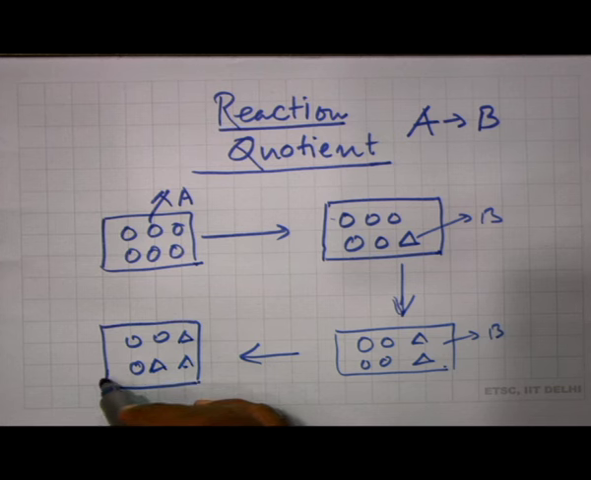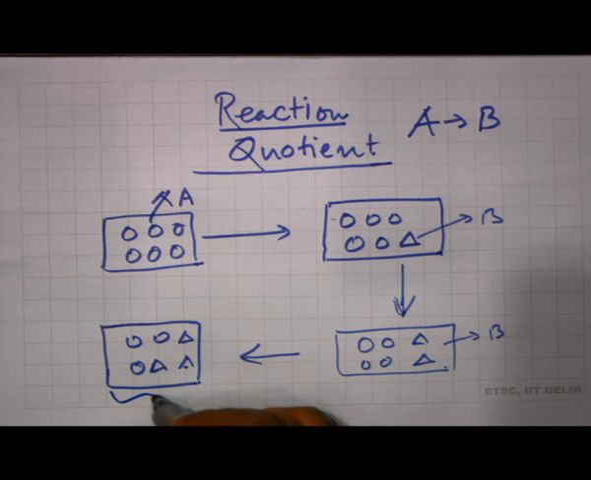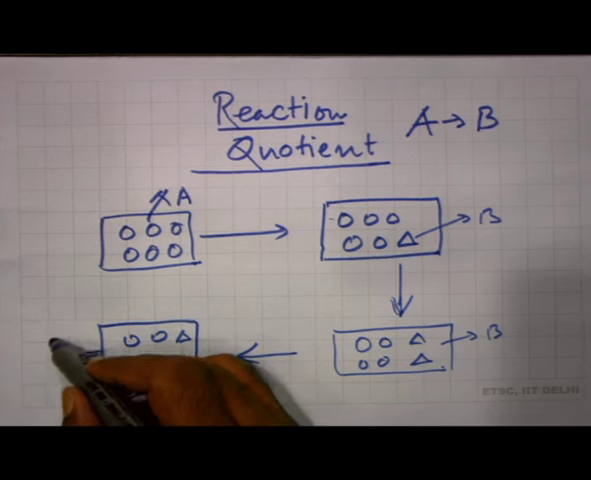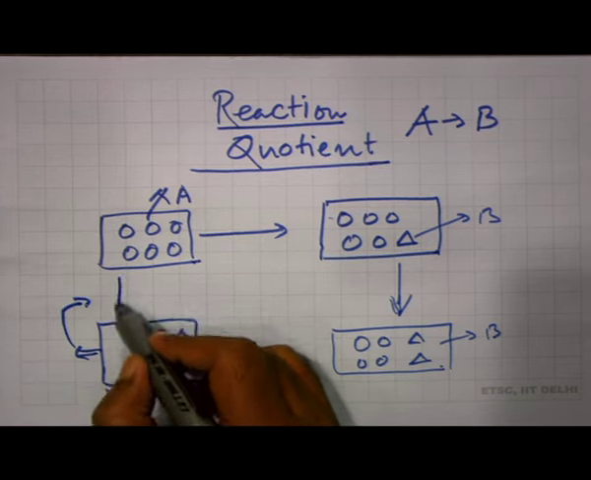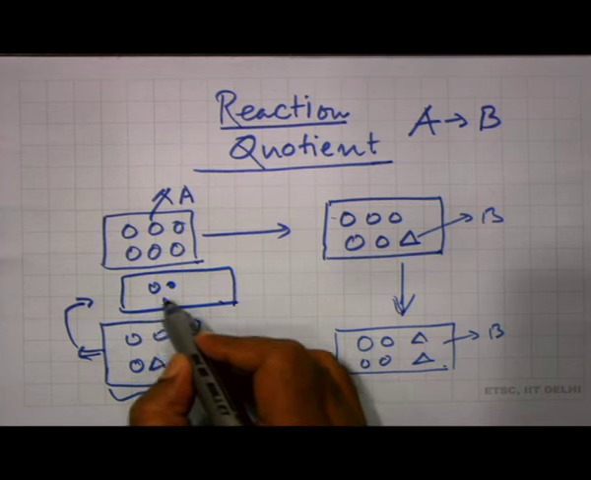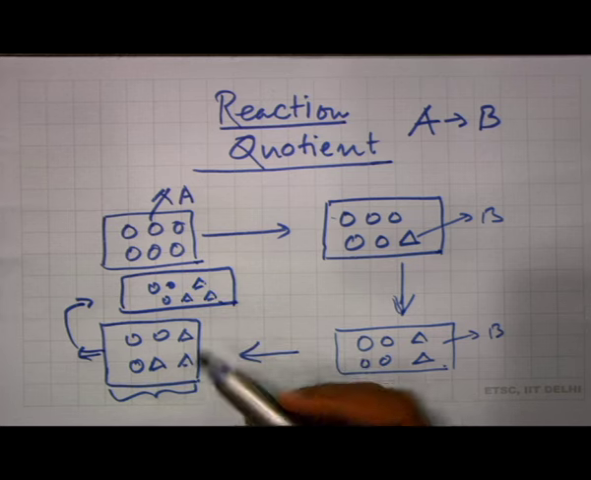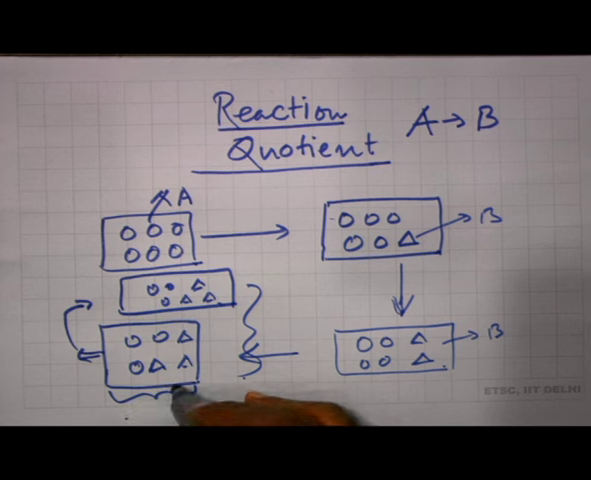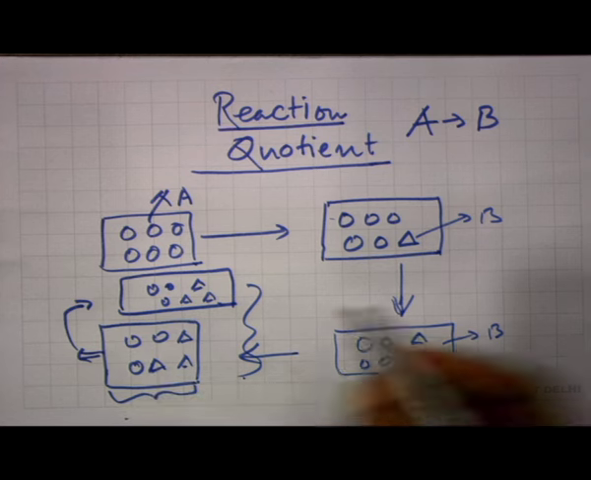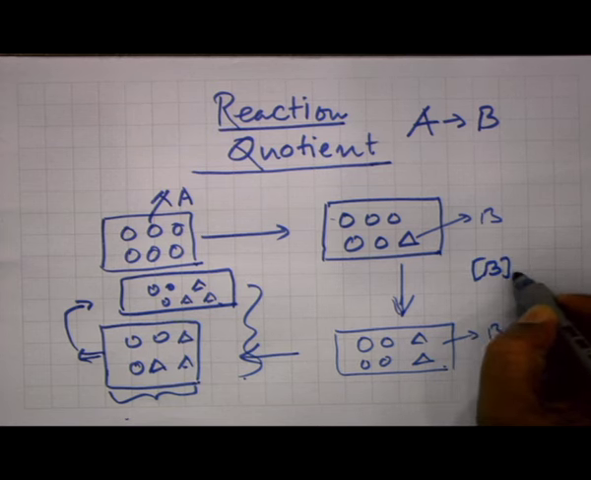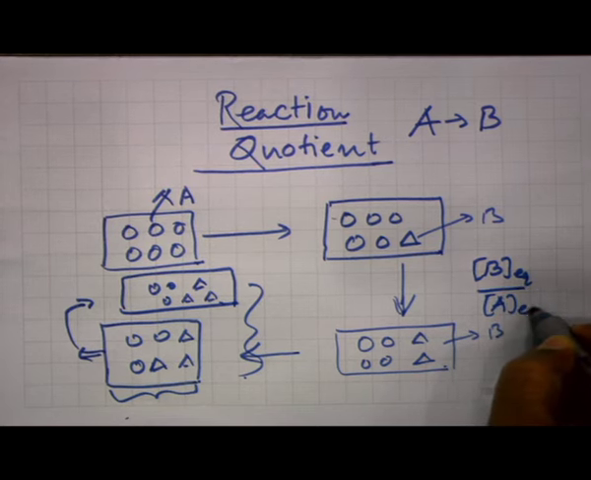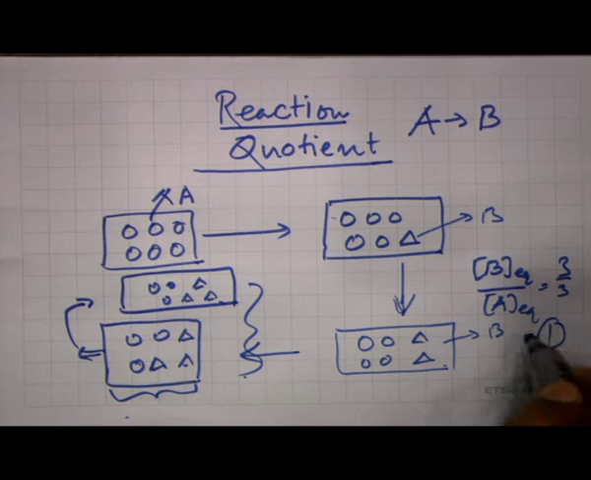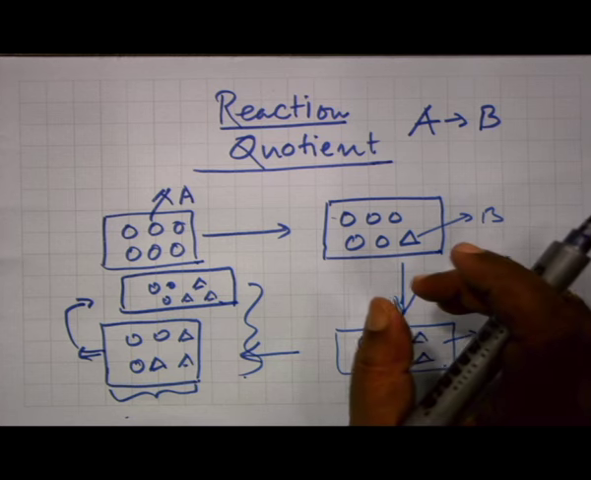After some time what will happen is that this now does not change. If I wait for a few more hours, you are able to see that there is no change. In that case, we say that we have reached the condition of equilibrium, and your B by A, which is B equilibrium by A equilibrium, is basically 3 by 3, this is 1, and this is your Kc of this reaction.